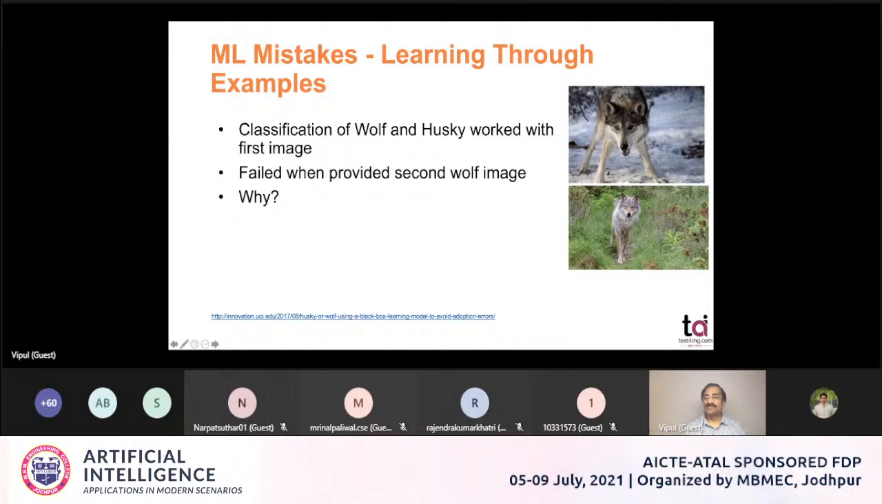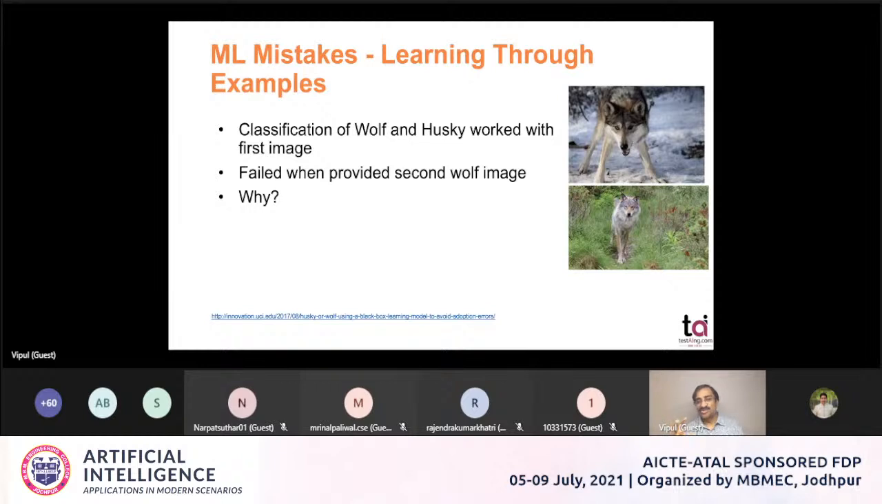And the interesting thing that people found out in this case was that when they trained the system, all the wolf images they had given had snow in the background, and all the husky images had a green, tree, forest kind of background. So the machine actually didn't learn to distinguish between a wolf and a husky. What it learned to distinguish was white color and green color. So all white colored things became wolves, and all green background became husky. It didn't even look at the features of a wolf or a husky.